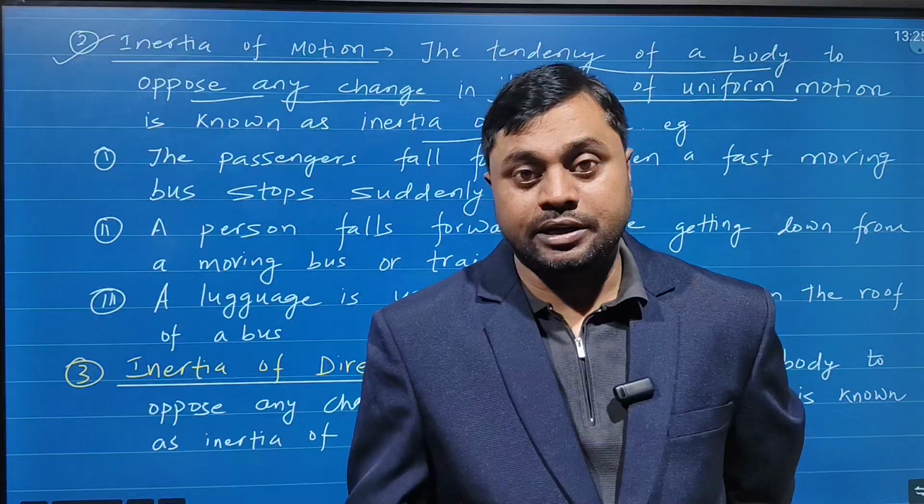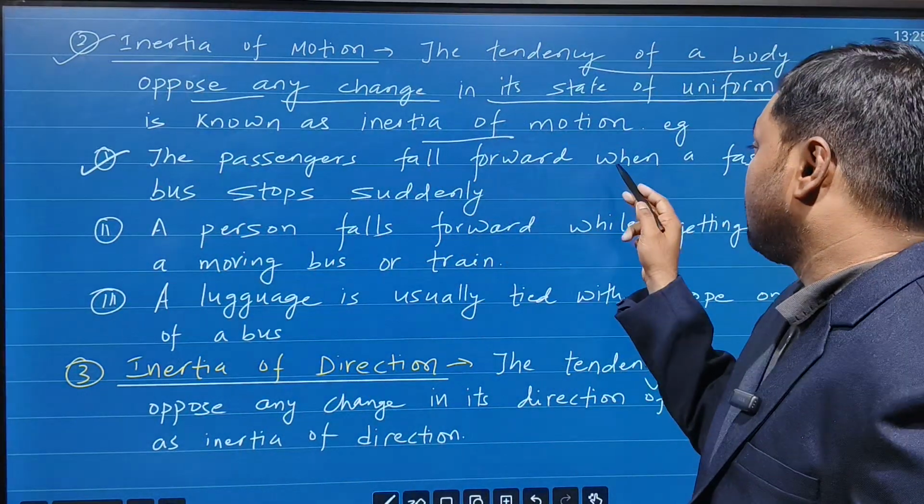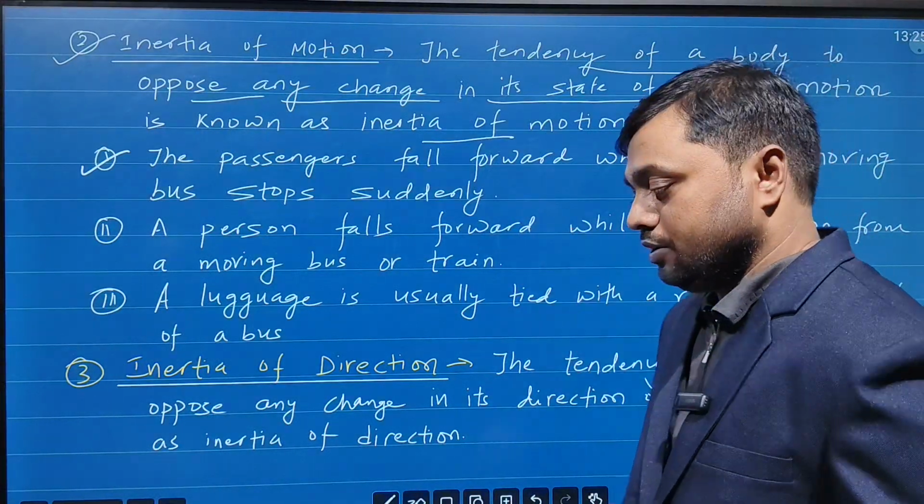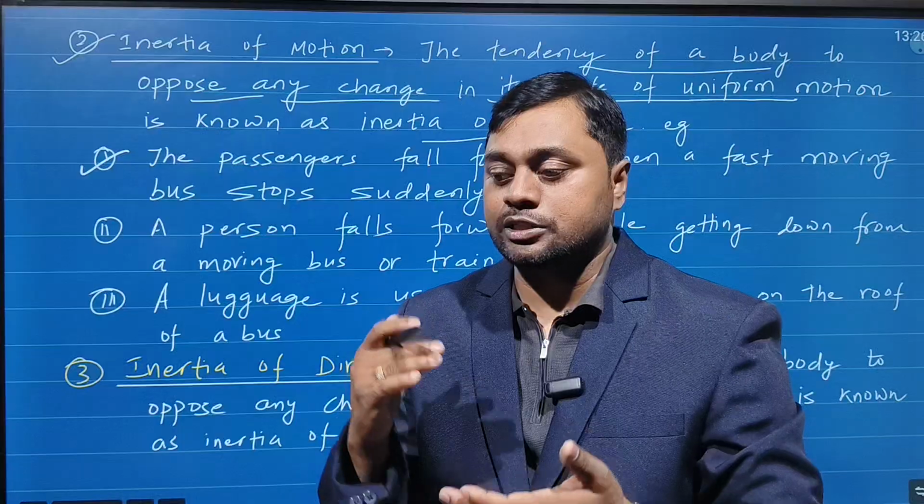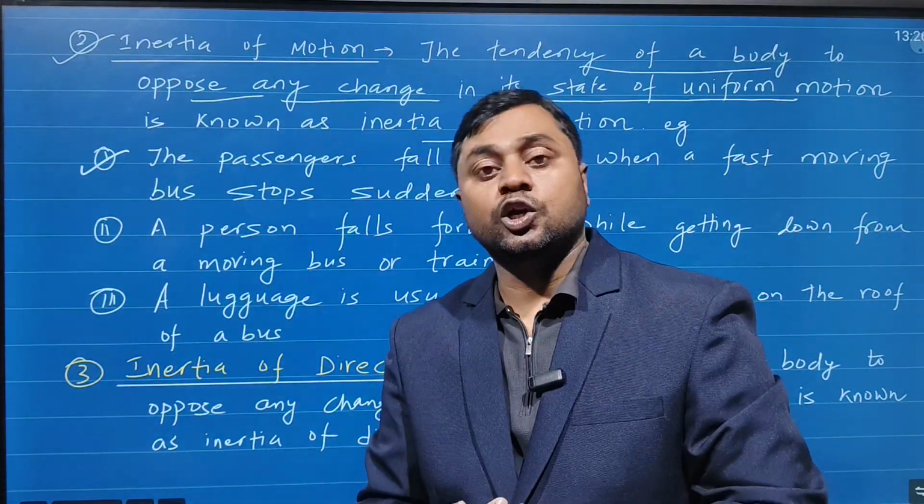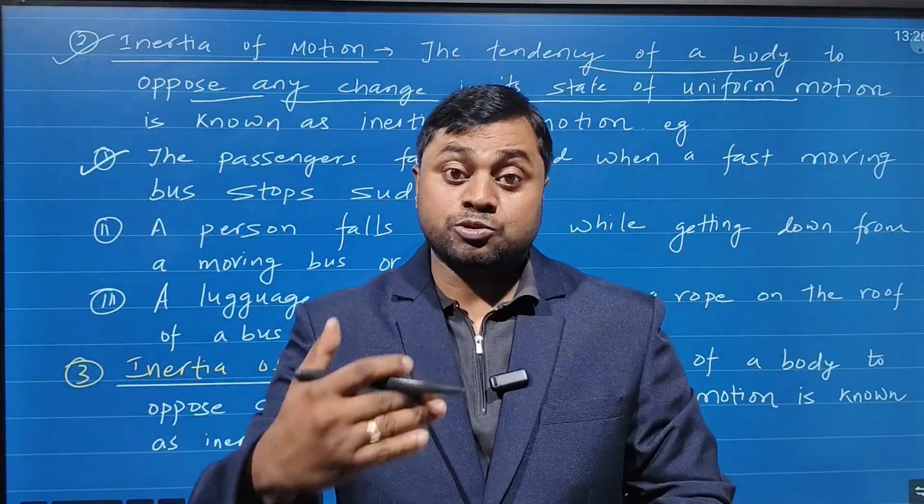This also we have observed in our day-to-day life. For example, the passenger falls forward when a fast-moving bus stops suddenly. Try to understand what happens whenever you are sitting in a bus and the bus is moving, suppose with a velocity of 80 km per hour. Suddenly the driver applies a brake, and the bus comes to rest.